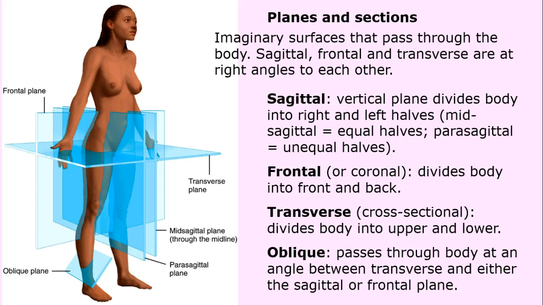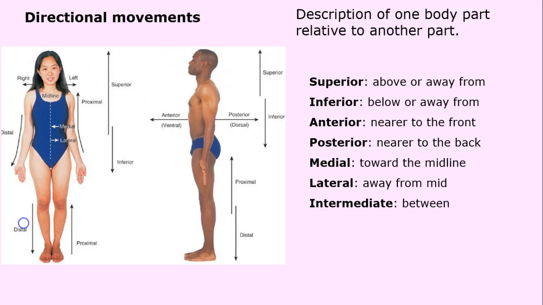Frontal or coronal is, as you can see, going to divide the body into a front, anterior, and back, posterior. Transverse is sort of a cross-sectional one, and it divides the body into upper and lower. And finally, we have an oblique, and think of oblique being like an angle, and that's going to pass through the body at an angle between the transverse and either the sagittal or the frontal plane. Take a moment to look at that and try to consider the oblique. You see it down on the leg? It's at an angle.